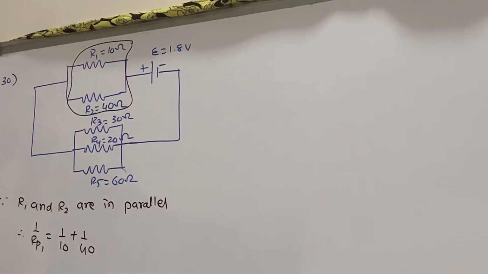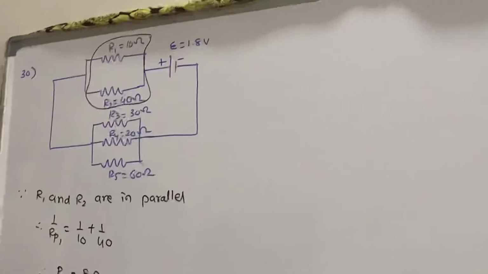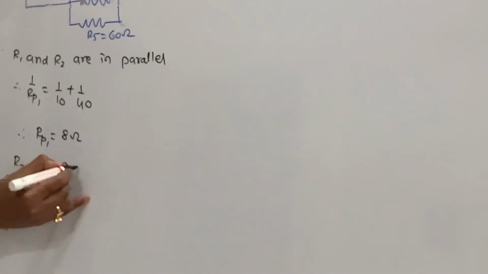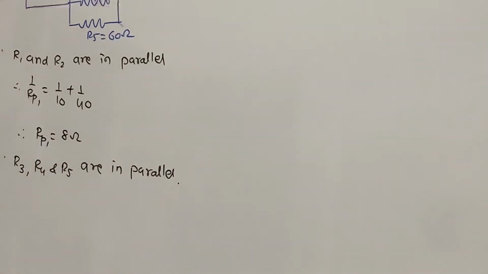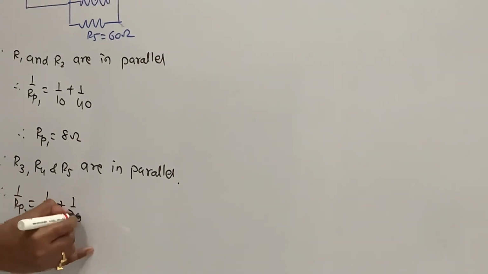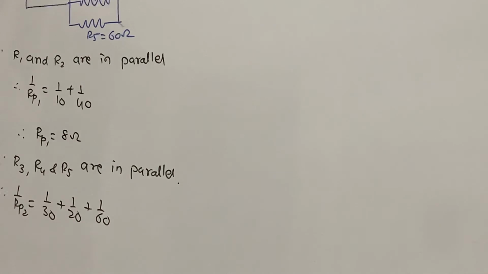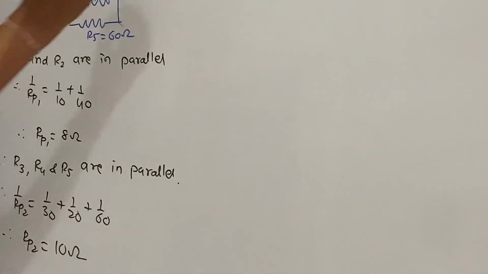Now next part, R3, R4 and R5 are in parallel. So I can write here, therefore 1 by RP2 is 1 by 30 plus 1 by 20 plus 1 by 60. If you solve this, RP2 comes out to be 10 ohm. How much? 10.